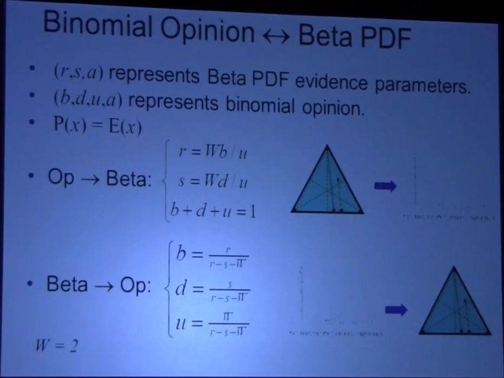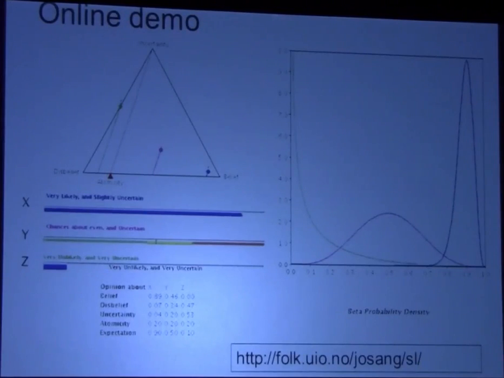So here you see it. There is an adjective mapping between those 2 representations, and it's very simple. Just simple formulas there. You can go both ways. And here is the demo I'll show you.